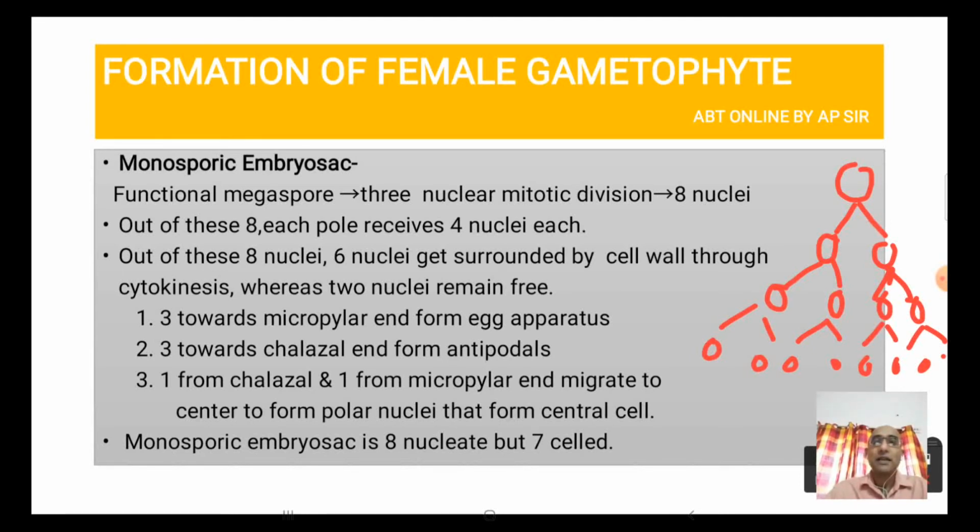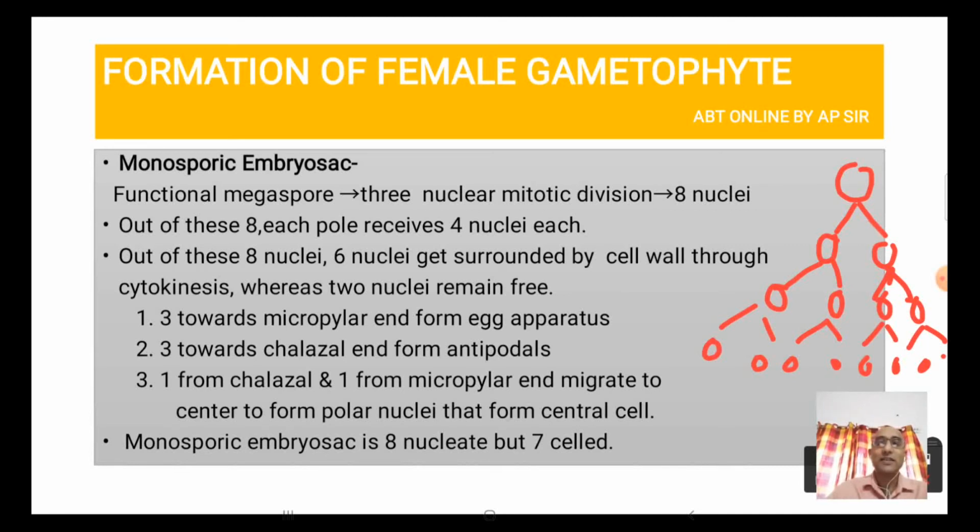As far as the arrangement of these 8 nuclei is concerned, 4 each go to the opposite poles. So each pole receives 4 nuclei. Out of these 8 nuclei, 6 nuclei get surrounded by cell wall through cytokinesis, whereas the remaining 2 remain free. Out of the 8, 6 get surrounded by cell wall through cytokinesis, whereas the 2 nuclei remain free. Got it?